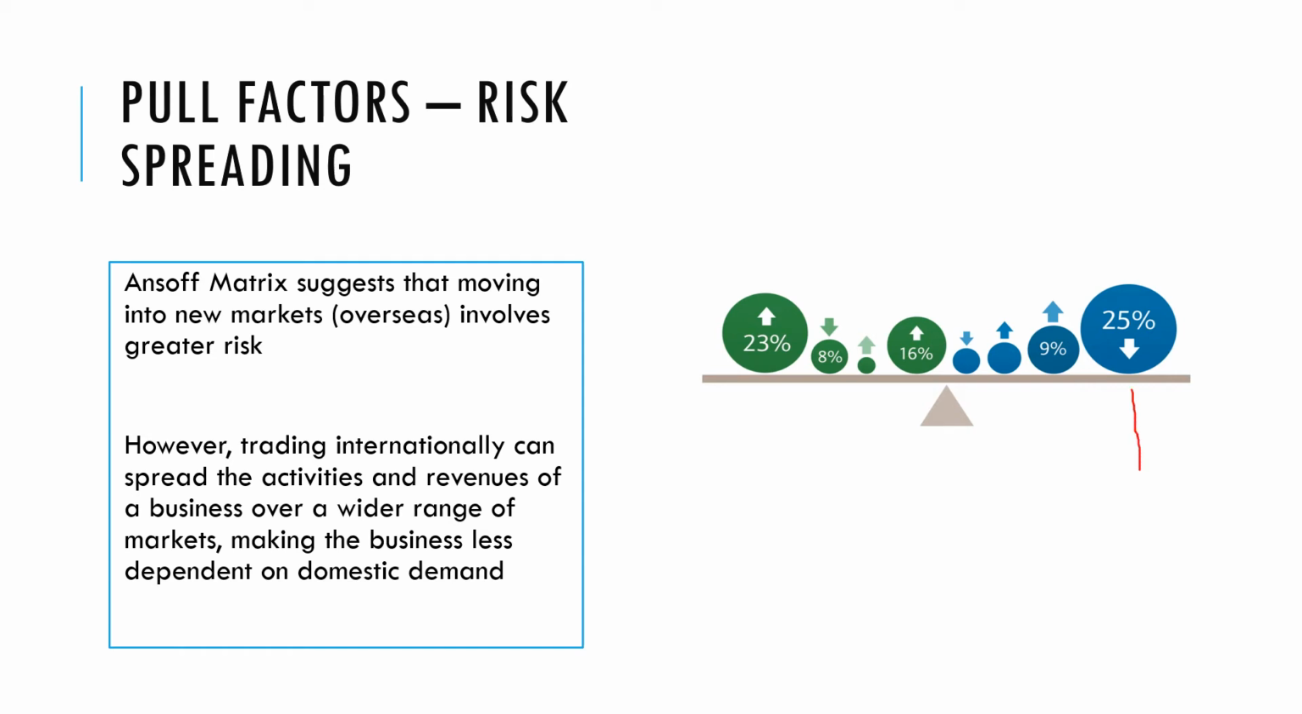So if our country is seeing a decrease in demand of 25%, if we've expanded internationally, we might also be operating in a country that is seeing increased demand of 23%. And so our business is less risky, we're less reliant on one market, and we have a more diversified risk portfolio.